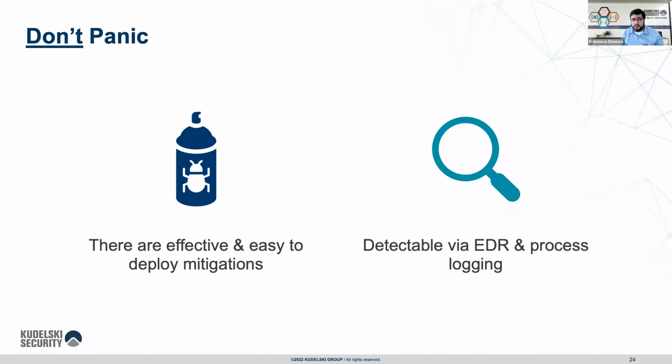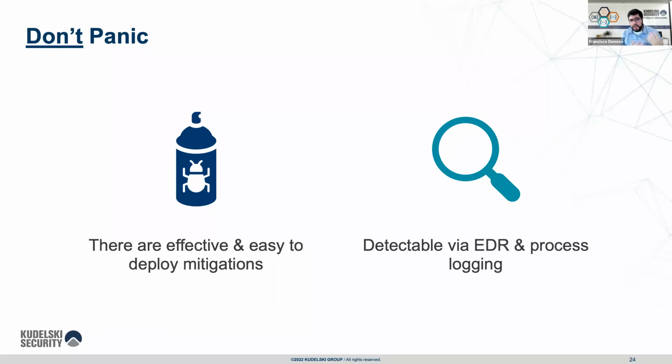So first things first, there are simple and effective mitigations that you can deploy at scale within your Microsoft environment to stop and prevent this exploitation. Additionally, because what we're doing is launching a process from Microsoft Office or a PDF document, this is detectable using technology like endpoint detection and response, or just simply logging the contents of a process. So every time a process starts, if you're logging that into a SIEM technology, or if you're using EDR, this is actually fairly simple to detect.